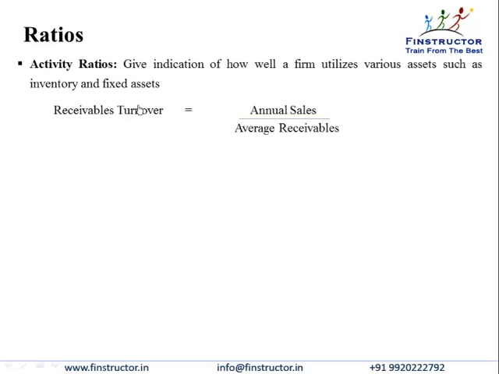So the first activity ratio that we'll study is called the receivables turnover, calculated as the annual sales upon the average receivables. Please note that this ratio is called an impure ratio, since it is an income statement item divided by a balance sheet item. So whenever we have impure ratios, that is an income statement on a balance sheet, the balance sheet item would normally be an average of the last 2 years, whereas the annual sales or the income statement item will be for the preceding years. So the receivables turnover is defined as the annual sales upon the average receivables.